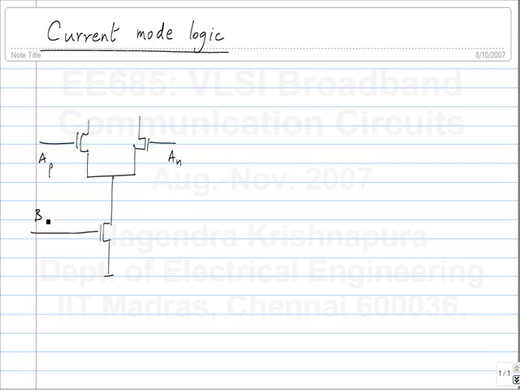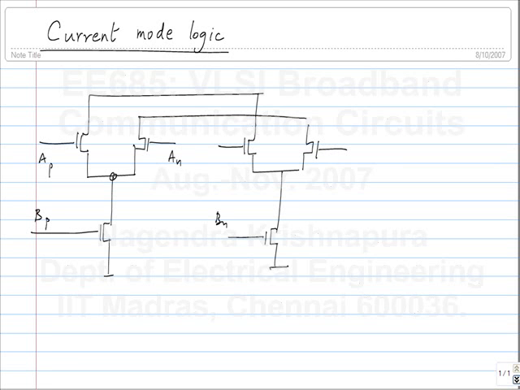Now, this being high means the differential pair is activated and the output will be related to the logic of A. Of course, when this is low, there is no differential pair and the circuit is not functioning. But we can get a functioning circuit if we have another differential pair which works complementary to this. So let's not worry about what voltage levels constitute logic of B and B bar. We connect these two together.